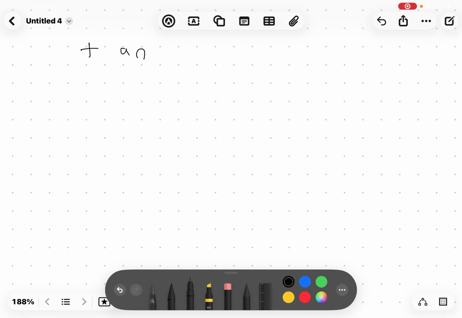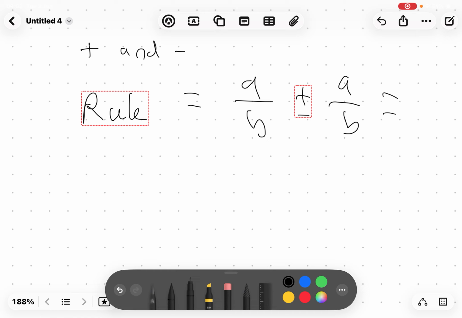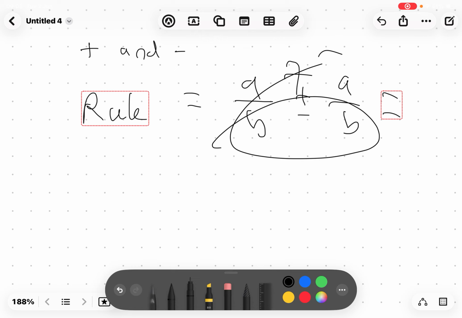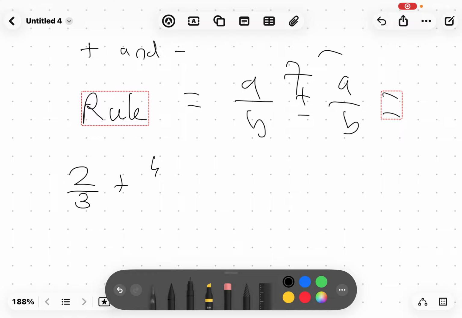When you add and subtract, you have to have the denominators the same. The rule is that this thing has to be the same, and then you just add or subtract these two. So an example: let's say you have 3 plus 4 over 3. The answer is going to be 6 over 3, and that's 2.